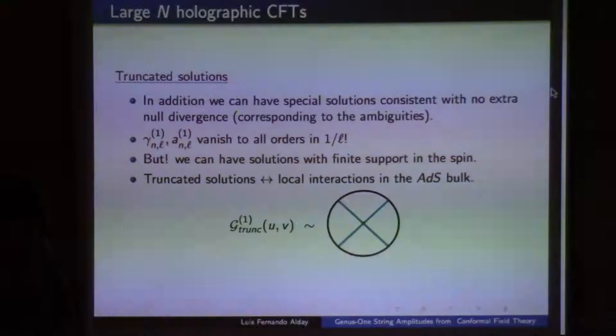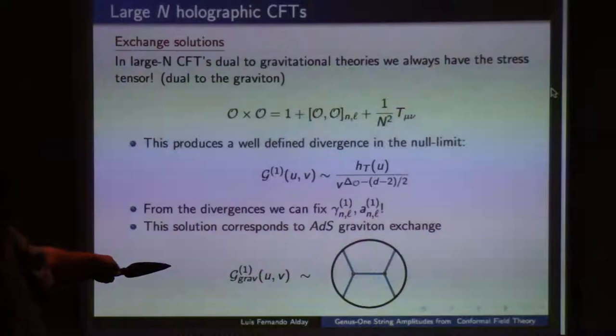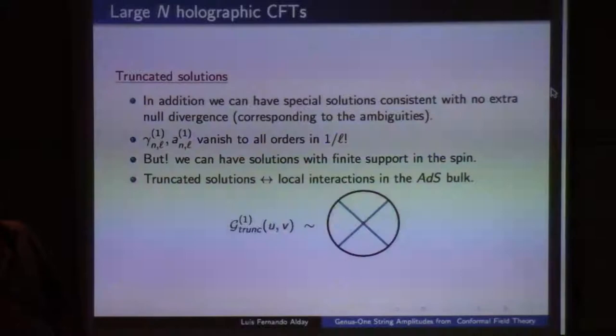Good. So we have these two kinds of solutions. We have these exchange solutions in the bulk that we can construct in AdS space-time, and we have these truncated solutions, which we can also construct in AdS space-time.